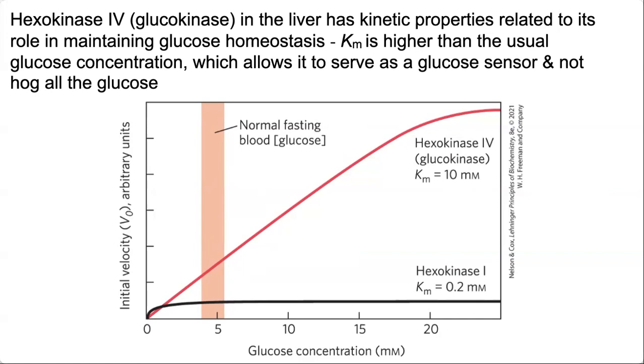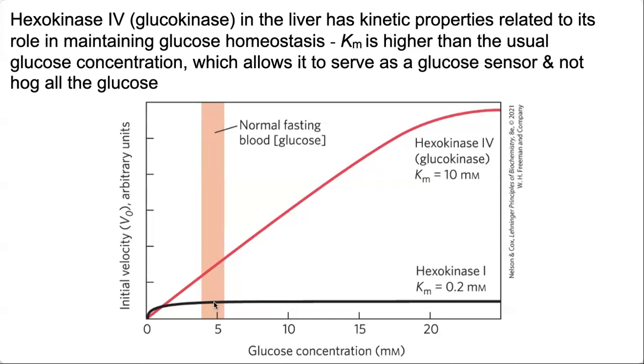Because remember, things go through our liver. And the liver is great for detoxing and stuff because you can have all this stuff go through it, but we don't want it stealing all the glucose as it goes through. And so that's why we want it to be able to release some of this glucose. And so by having this higher Km, it's able to let the glucose through, and it's able to be responsive to glucose levels.